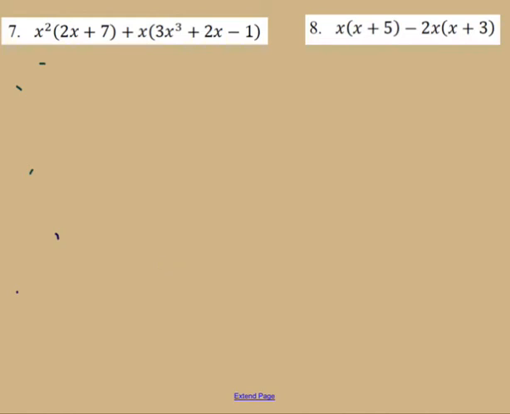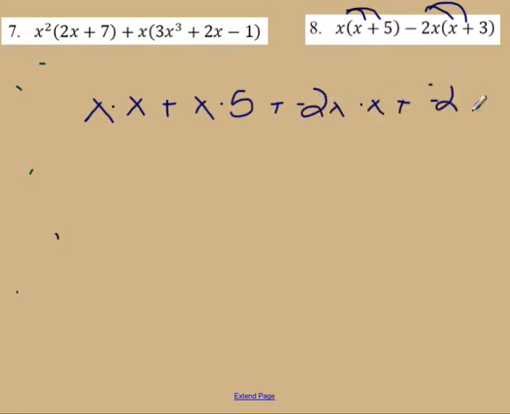Alrighty, so let's take a look at number 8. For number 8, we want to distribute that in, and then distribute that in. So first we're going to have x times x plus x times 5. Then I'm going to take that negative 2 and distribute it in, so I'm going to have negative 2x times x plus negative 2x times 3.